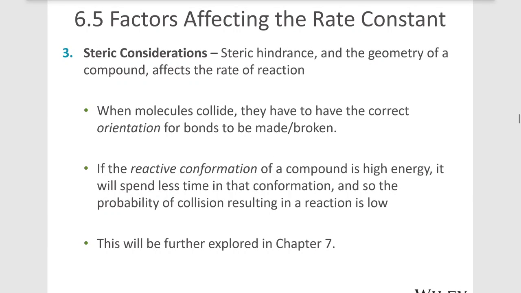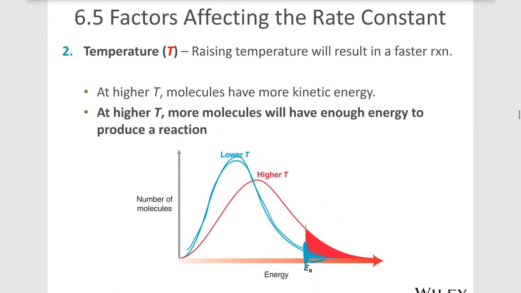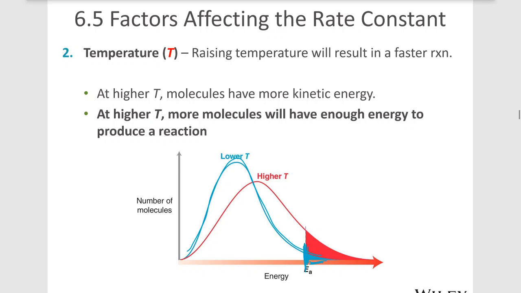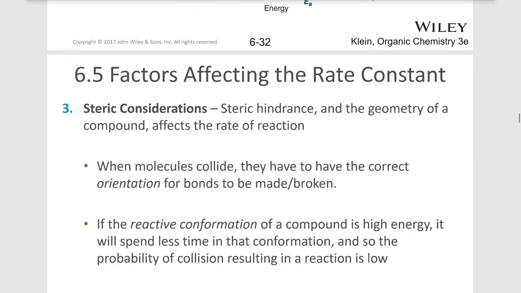The next consideration, which I didn't mention: generally, if you raise the temperature of a reaction by 10 degrees, then you're going to double the rate of the reaction. And that isn't true for every reaction. We're going to see some reactions that actually go at a faster rate if you decrease the temperature, and that has to do with our delta G that we talked about earlier.